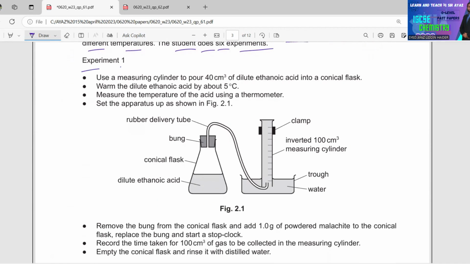Experiment number 1. Use a measuring cylinder to pour 40 centimeter cube of dilute ethanoic acid into a conical flask. Warm the dilute ethanoic acid by about 5 degrees centigrade. Measure the temperature of the acid using a thermometer. Set the apparatus up as shown in figure 2.1.